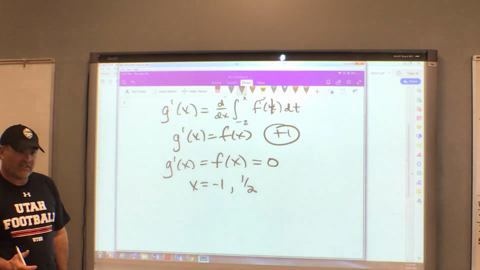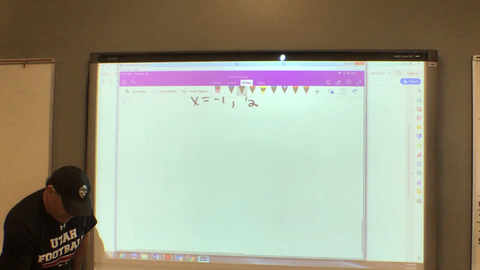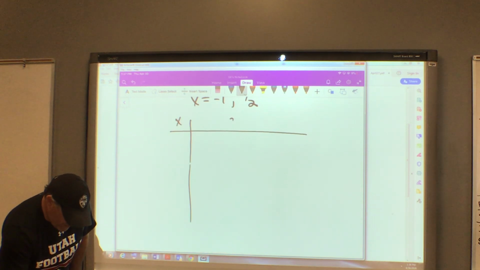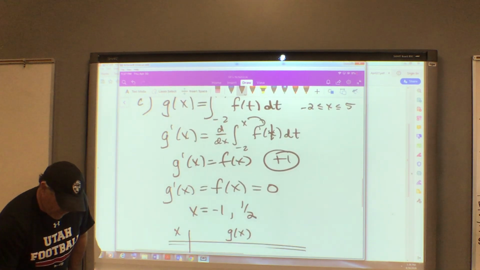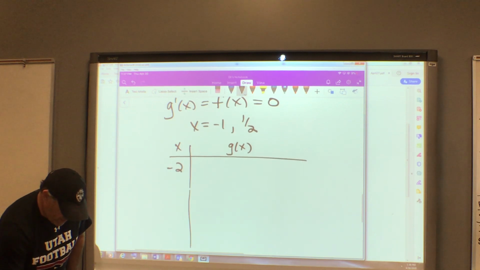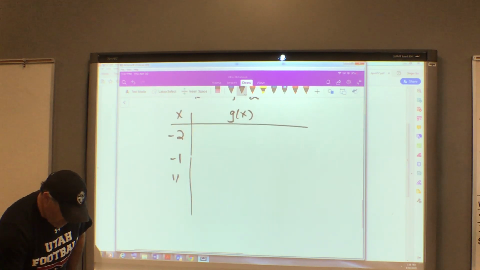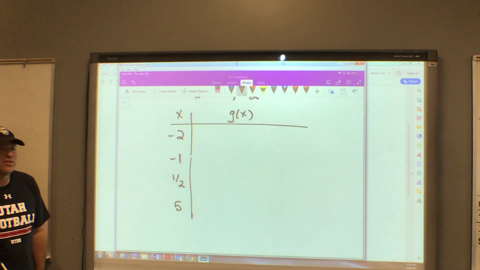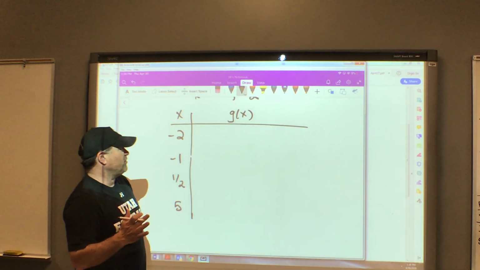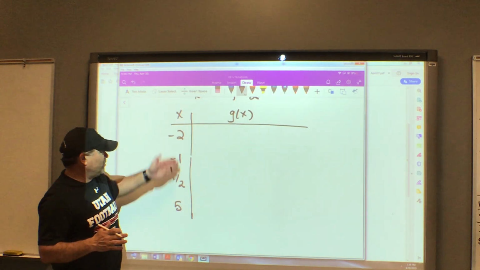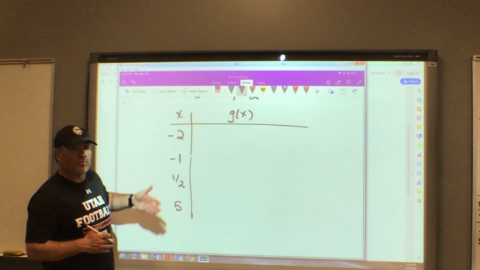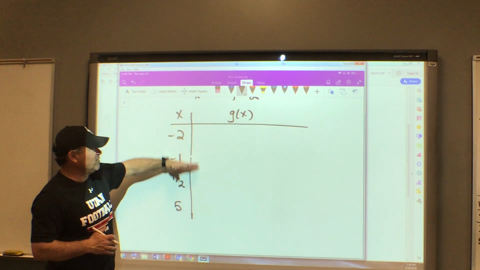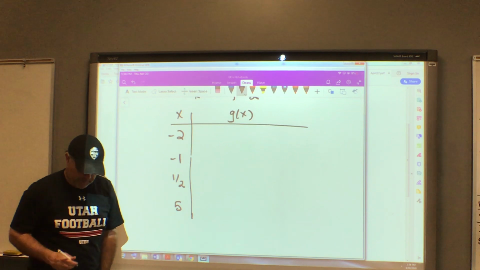Now we're ready to do a candidates test. We are doing the g function, and we are going from -2 to 5, so we're going to need to do -2, -1, 1/2, and 5. This is the justification of your answer. This is where you show that, hey, I knew that I had to check endpoints, and I had to check those critical points in between. So really what we're doing is we're using the candidates test. I think we end up eliminating those 3.